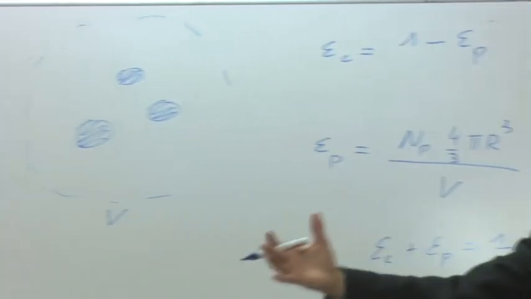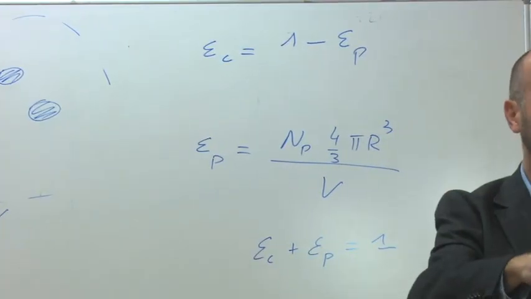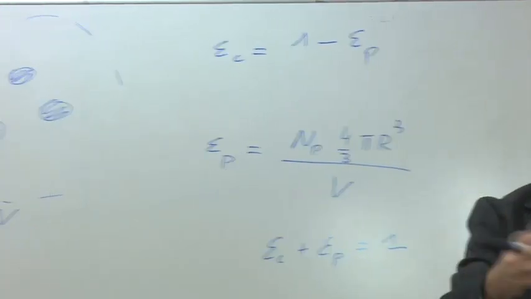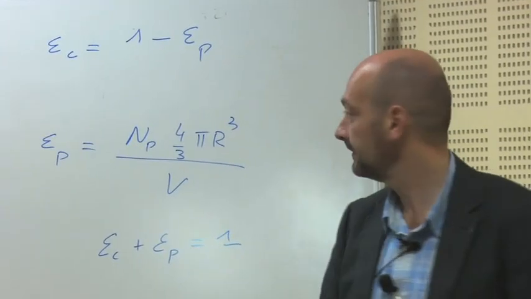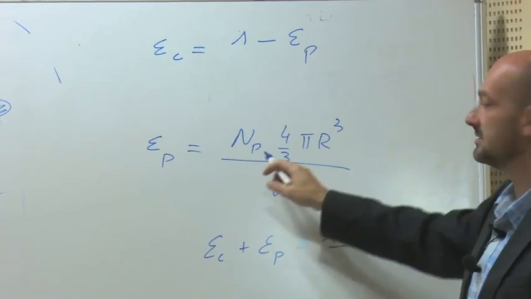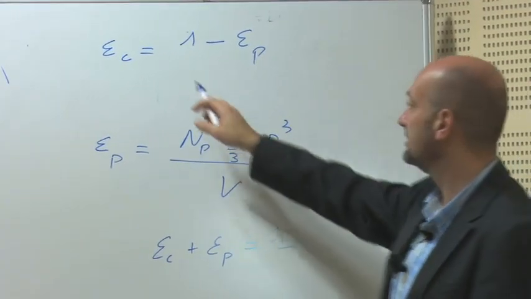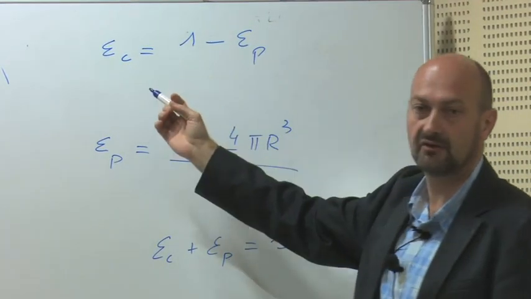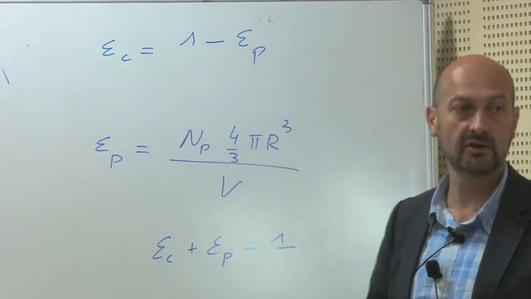Okay, so you have a volume V. Inside that, you have a volume occupied by the particles. So the sum of the two volumes is, of course, V. Okay. So epsilon P will be, if it is 0, it's single phase. So it means if epsilon C is 1, this is single phase. If it's below 1, you have particles in the volume.